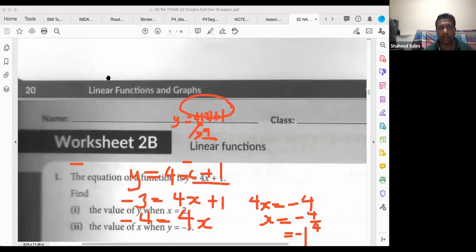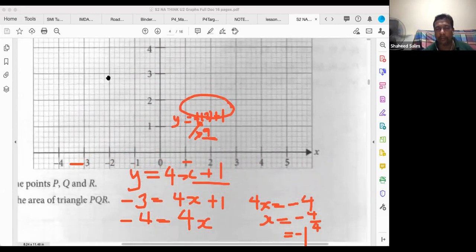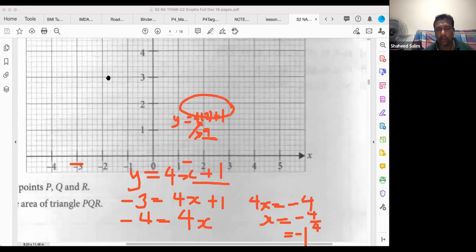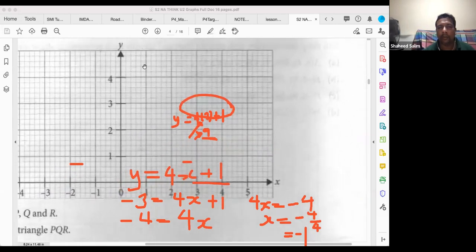Y equals 4x plus 1. They give us the coordinate. Down here is actually 1 point. 4x plus 1. This is the graph. I'm just guessing, I think I'm correct. Okay, I'm going to draw the graph for you.